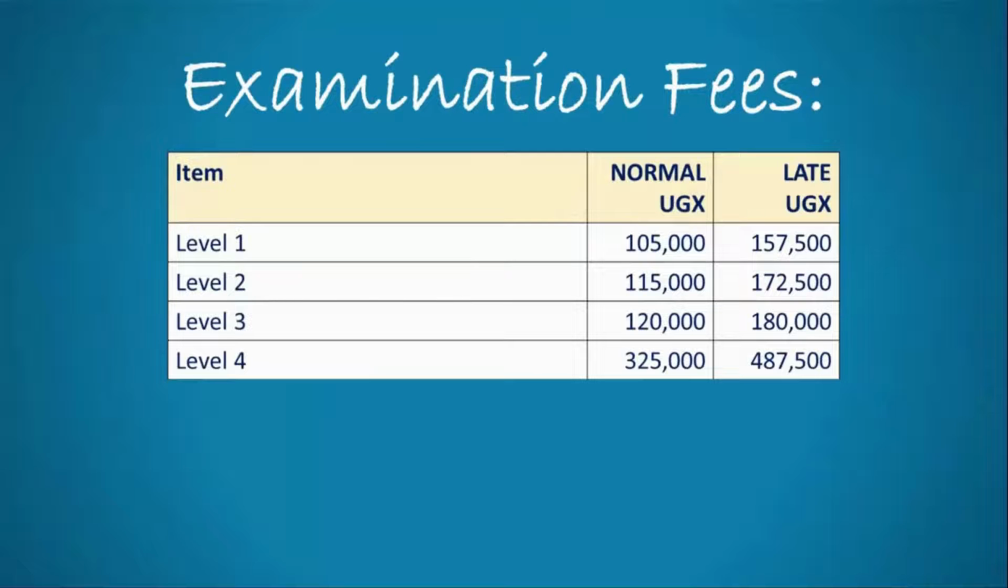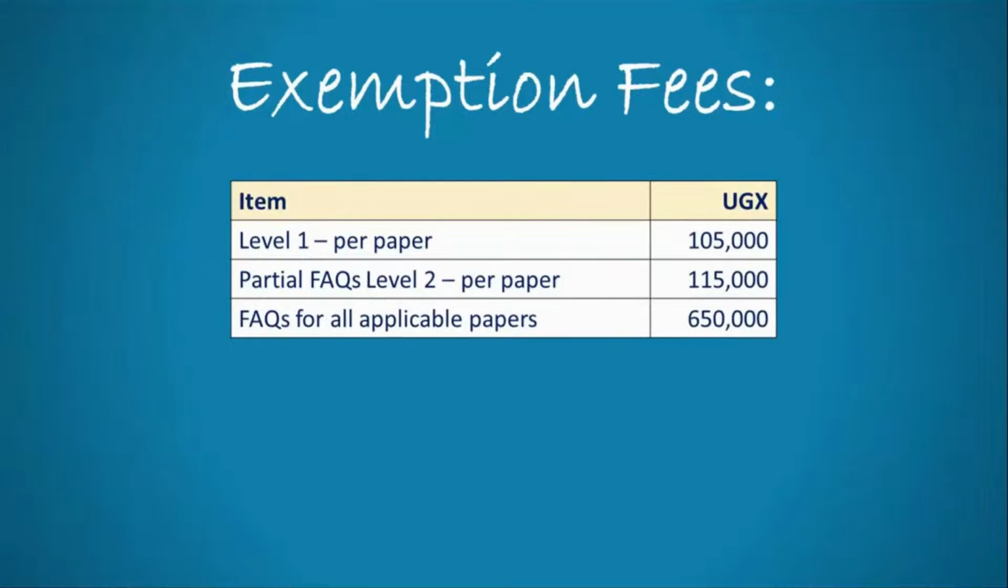Then again, we have the examination fees. However, these will depend on when you are making the registration. I'm going to be sharing the examination dates so that you know when you're supposed to pay your examination fees. For level one, normal registration, you pay 105,000 per paper. If you do it late, it's going to come to 157,500 shillings. Level 2, 115,000 per paper, normal registration, which will come to 172,500 for late registration. Level 3 is 120,000 for normal registration, which comes to 180,000 if you do it late. Level 4, 325,000 normal registration, which comes to 487,500 late registration.